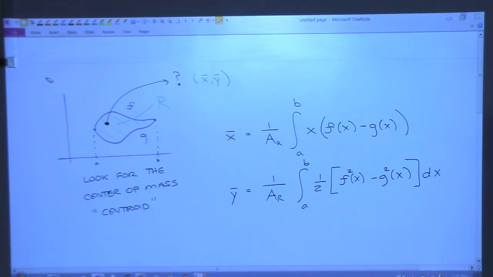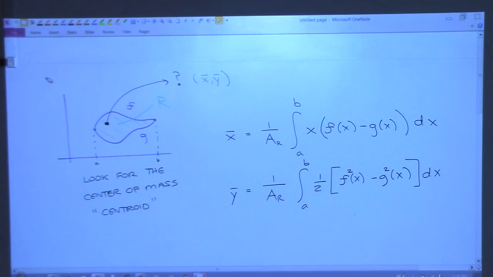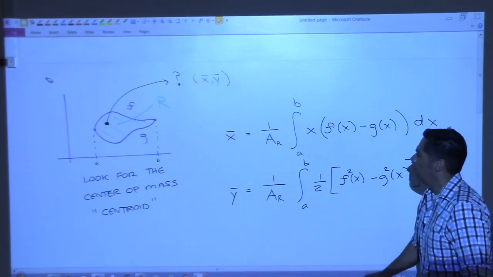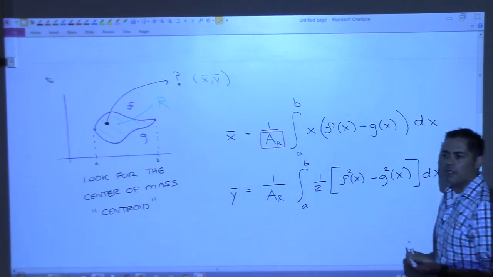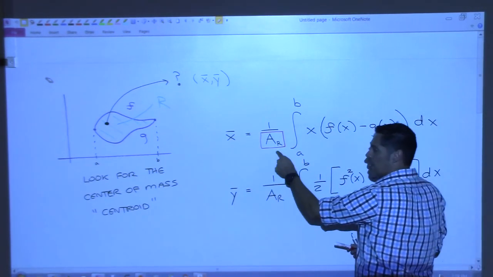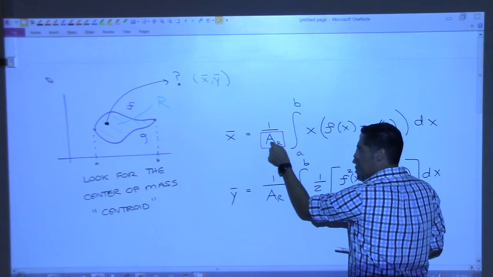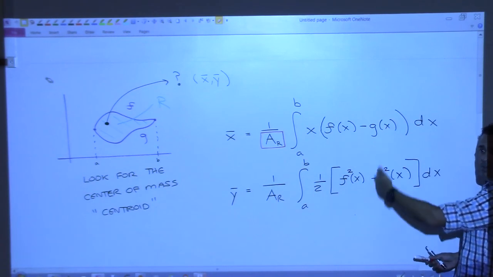That would be it. So those are your formulas. Did I leave the dx off? I did. Those are the formulas right there. Now, when you look at this formula, what are you going to need to do to get that? You're going to have to find the area. So that's a different integral, isn't it? You actually have to do an integral to get the area first. Whatever that number is, you put it here, and then you do these formulas.